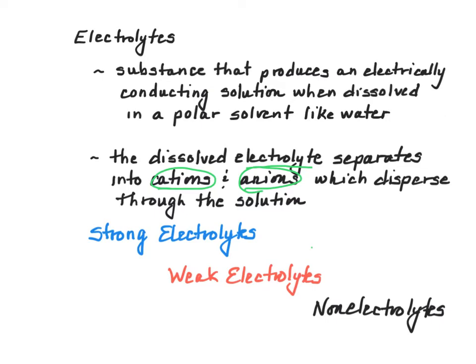So an electrolyte is something that's going to make ions when it's dissolved in water, and those ions can conduct electricity. The more ions you have, the better conductor your solution will be, and the stronger the electrolyte. So we'll see that we have strong electrolytes, weak electrolytes, and non-electrolytes.